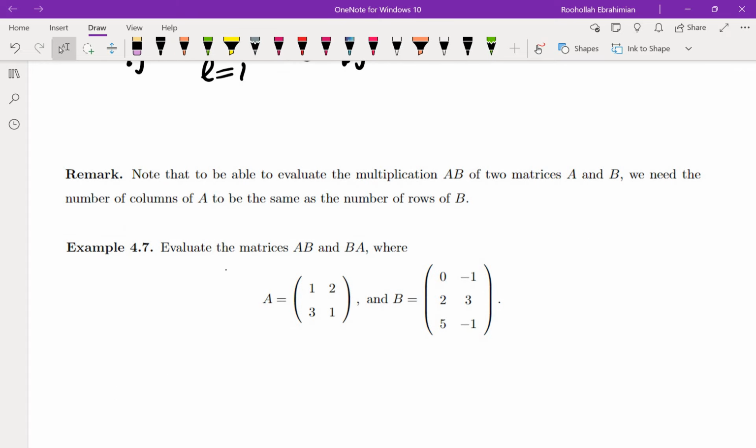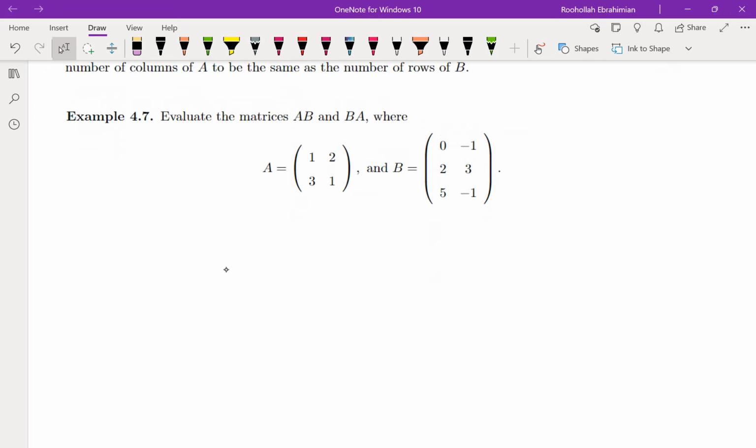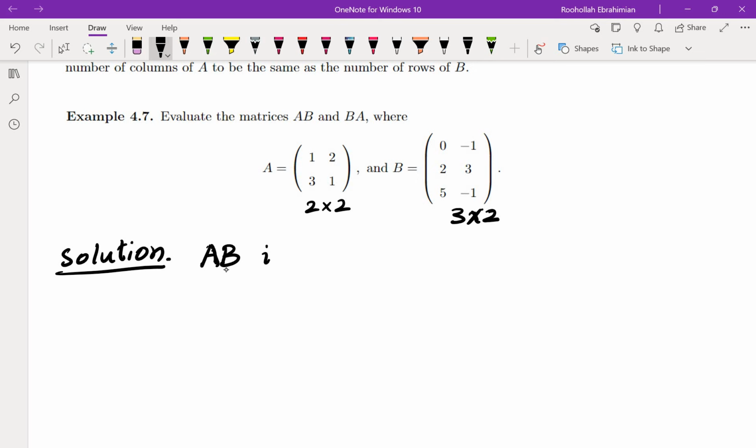Okay, so note that to be able to evaluate the matrix multiplication AB, we need the number of columns of A to be the same as the number of rows of B. So let's look at an example, and then we'll look at one property of matrix multiplication. Evaluate the matrices AB and BA. If you look at AB, A is 2 by 2. This one is 3 by 2. So the number of columns of A is different from the number of rows of B. So AB does not really make sense. So it is not defined. So that one is not defined.